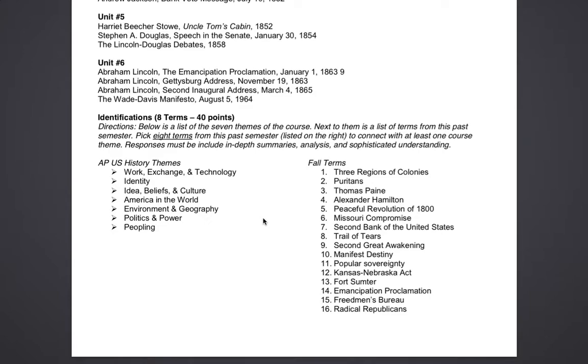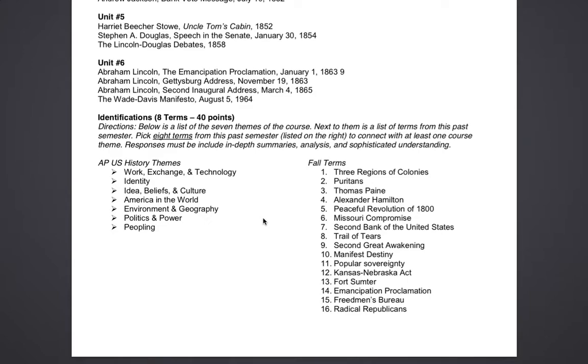Now the terms from this semester, I picked 16 of the most key critical terms. The 3 regions of colonies refers to the New England colonies, with colonies and then states like Massachusetts and Rhode Island. The Puritans refers to the group of religious people that settled the Massachusetts Bay Colony, the very strict people.